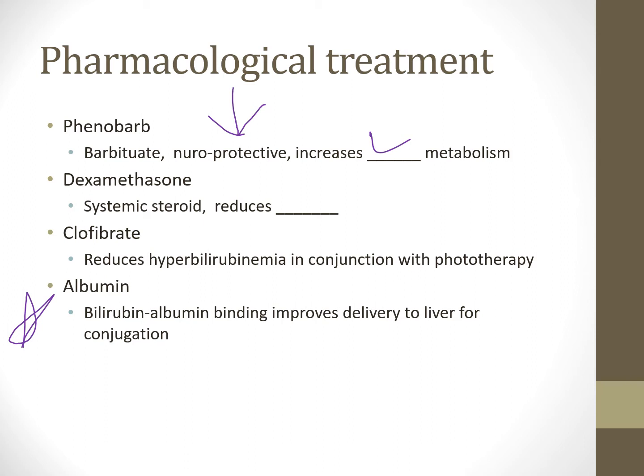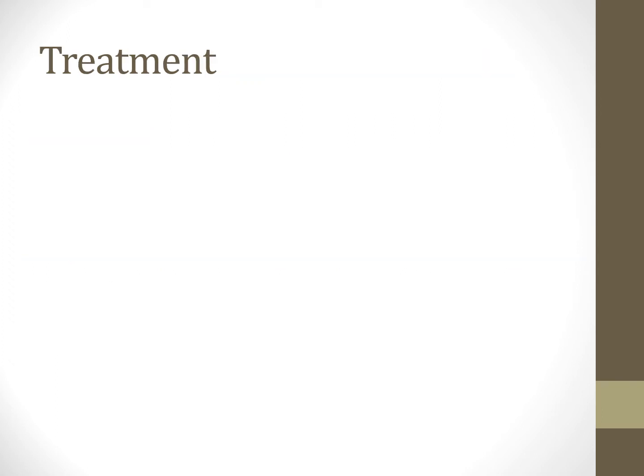In both. Bilirubin and albumin bind and improve delivery to the liver for conjugation, so it ultimately helps. So as you can see, it actually might be an advantage and a partially pharmacological treatment to do an exchange transfusion with albumin if a baby is deemed appropriate for it.